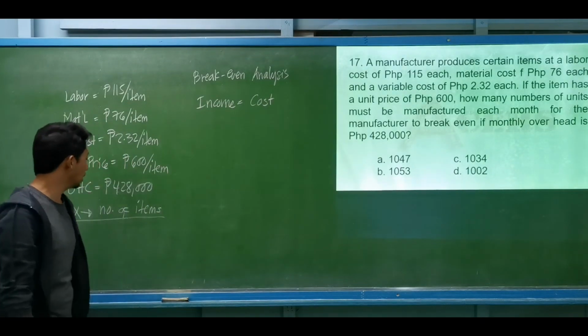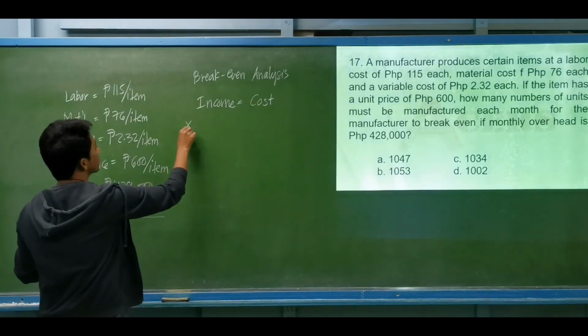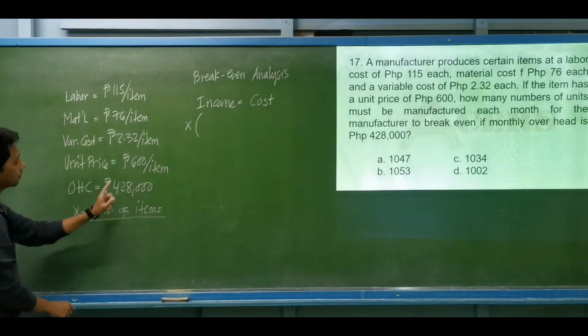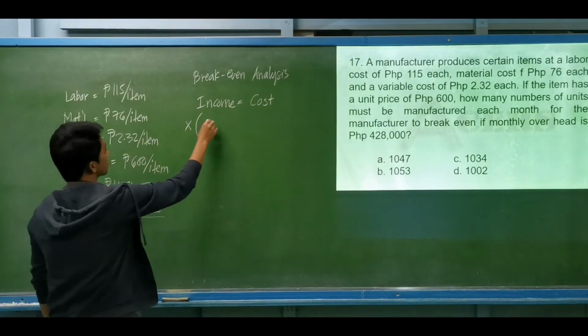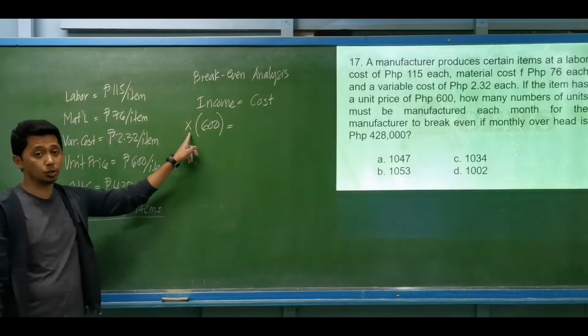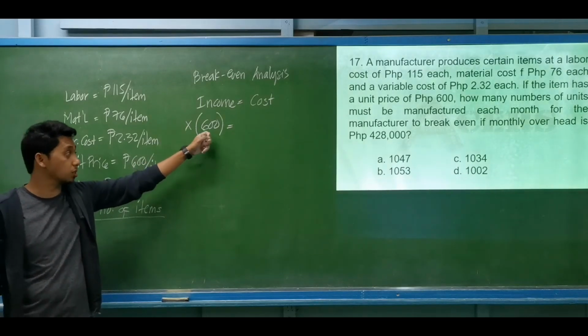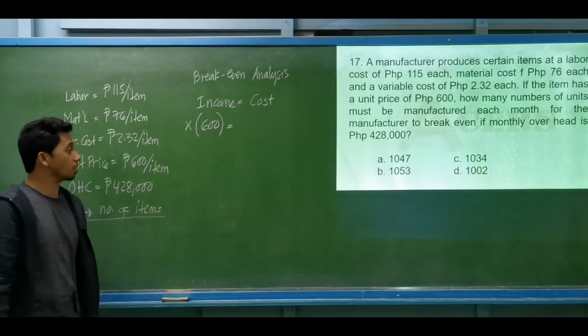How to have the value of the income? That is basically the number of items to be sold at 600 pesos. That will be the total income. So you have to sell X number of items, 600 pesos each, which should be equal to your expenses.